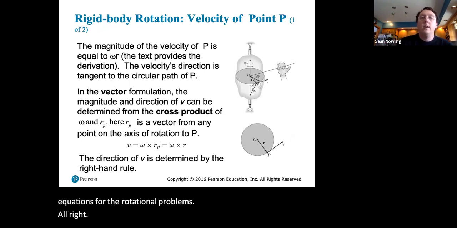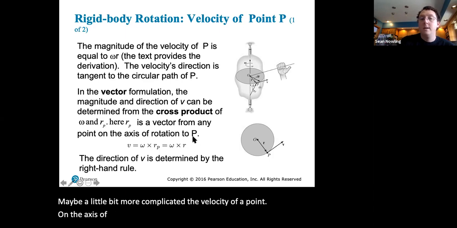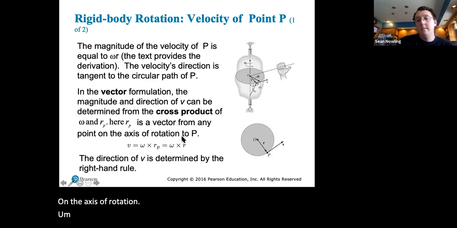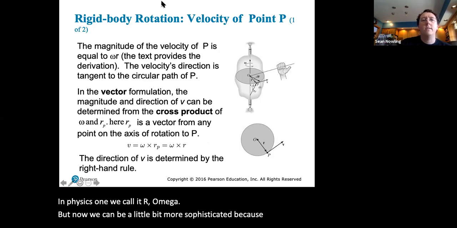This one is maybe a little bit more complicated. The velocity of a point on the axis of rotation, well, let's see. In physics 1, we called it R omega, but now we can be a little bit more sophisticated, so let me switch that out here.